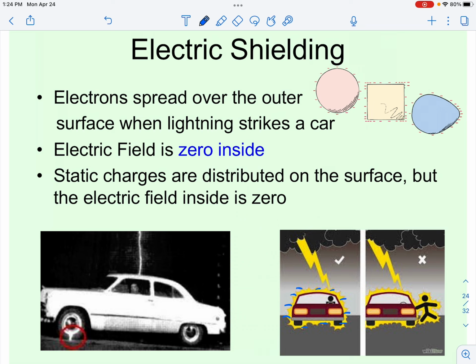So electric shielding is this idea that there is an electric field, meaning the electric charge inside of the car is zero, no electric charge, it's neutral. And so because there is no electric charge, you do not get electrocuted. The charges themselves distribute on the outside of that hollow object, okay?